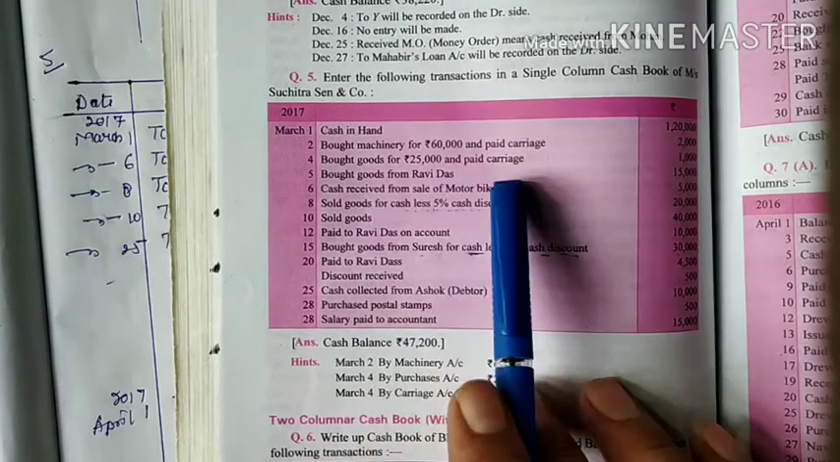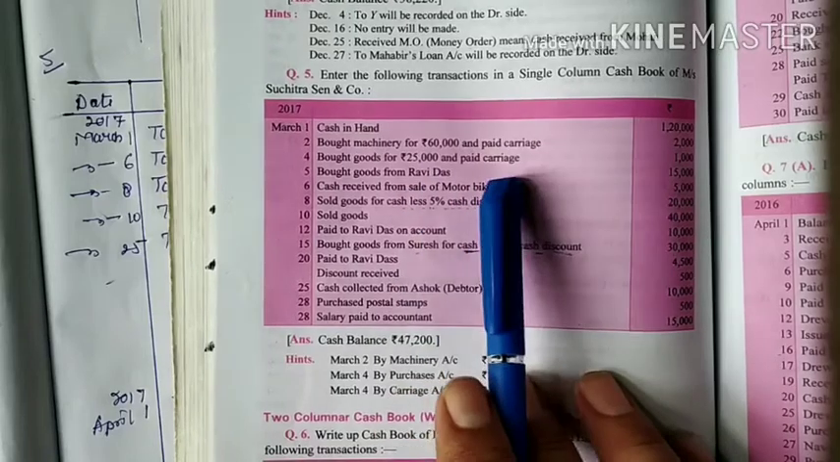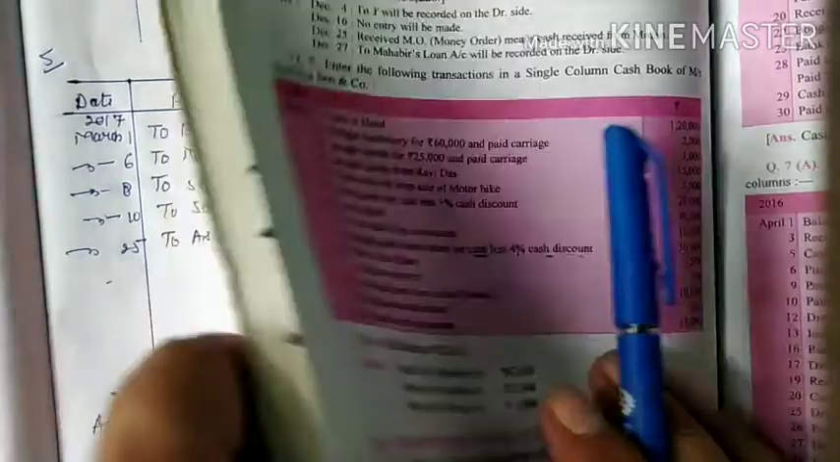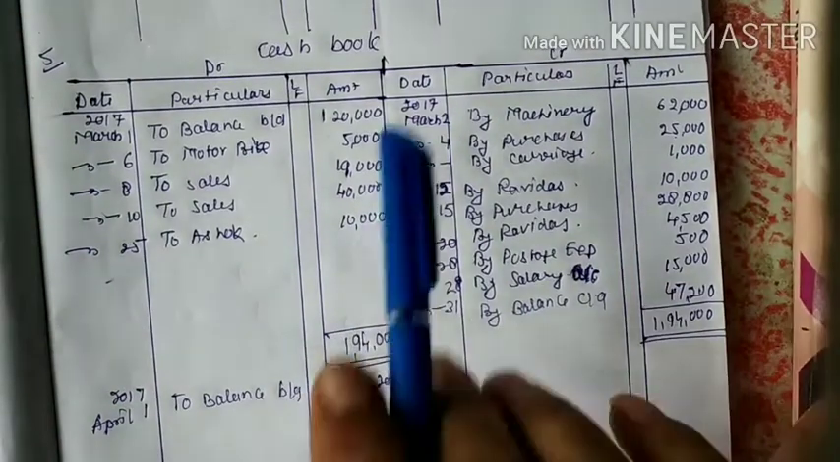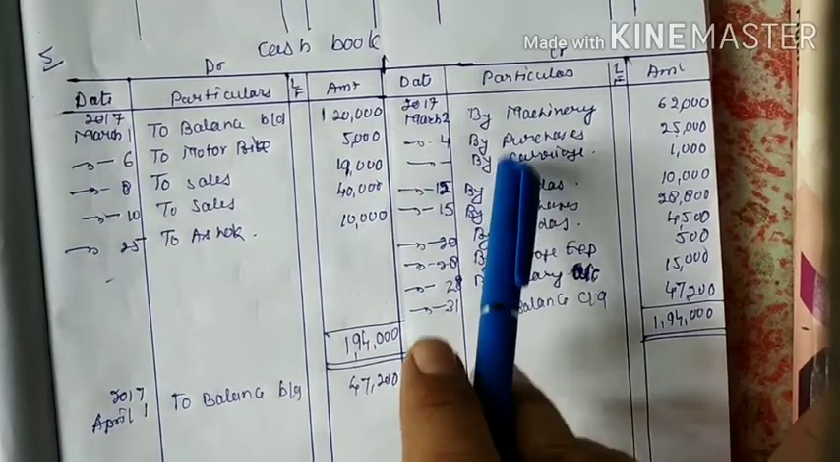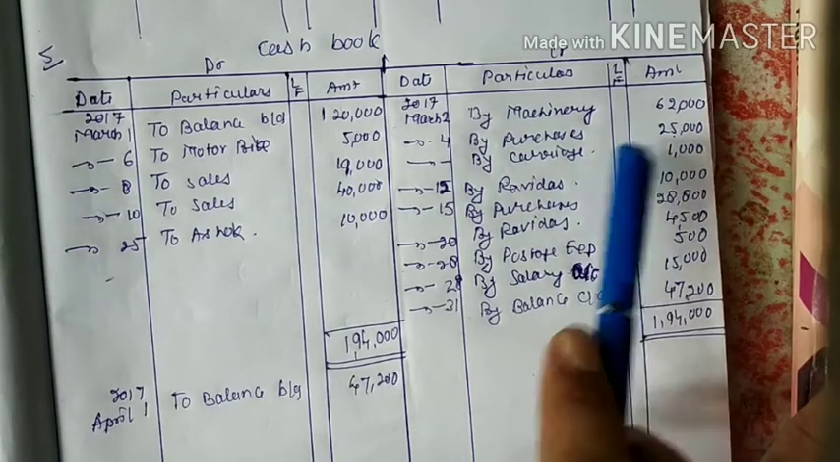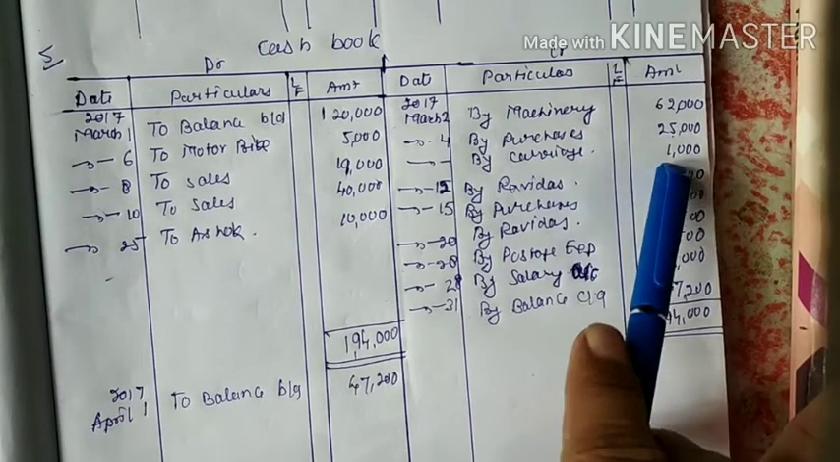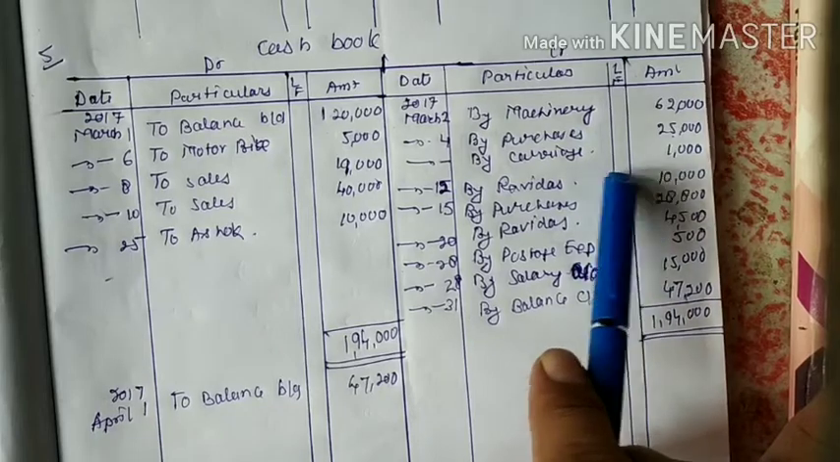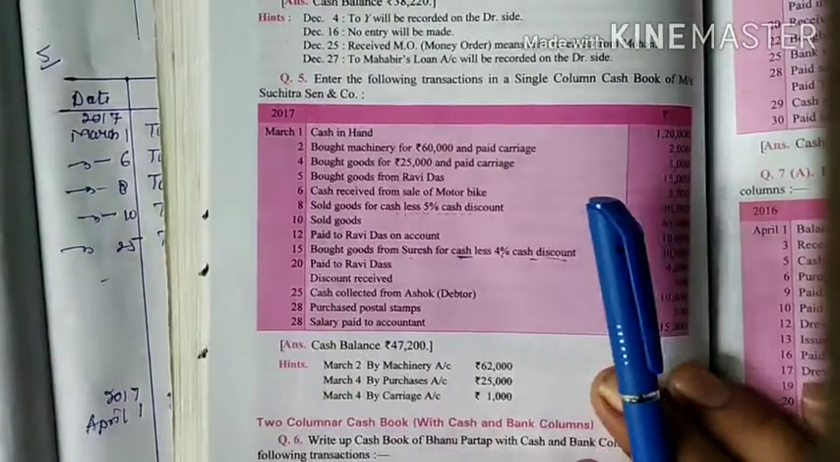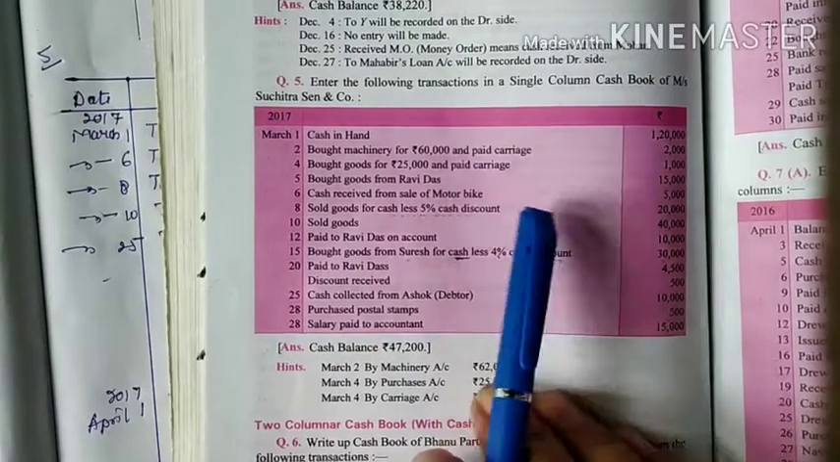In this, money has gone out, so it will be shown on the credit side. This is the debit side, this is the credit side. So here purchases we have done 25,000, and then carriage 1,000 rupees. Now come to the next transaction.